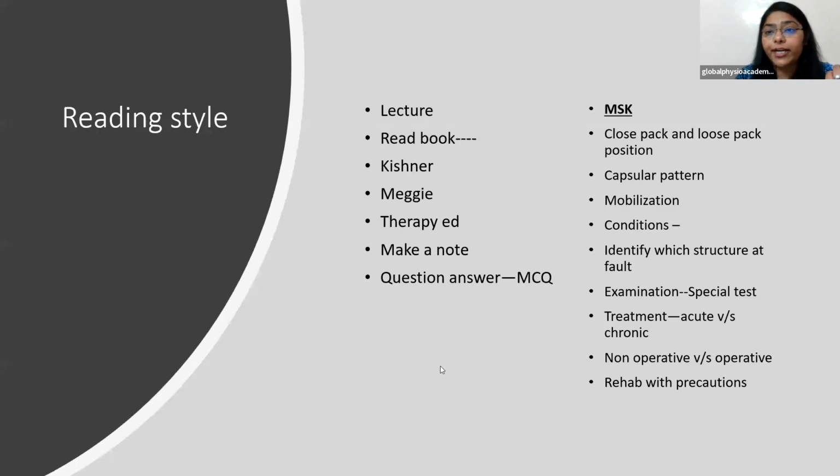Okay, so the reading style is the lecture. Then you can get the idea of what to read, because everything is given. What to read and how to read is important. So lecture, then read the book. Ishnar, Magee, and Therapy are special books for the preparation. Sullivan for neuro, Redenchum for cardiopulmonary. There are other books too, but the main ones are Ishnar, Magee, Sullivan, and Therapy. Make notes and then prepare with question and answer. So this is your overall reading style.